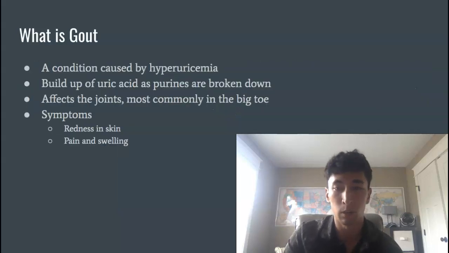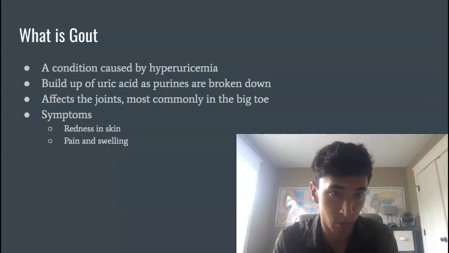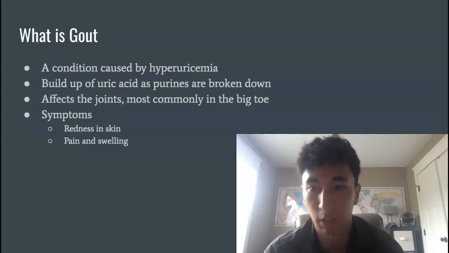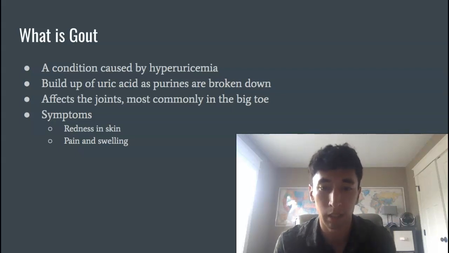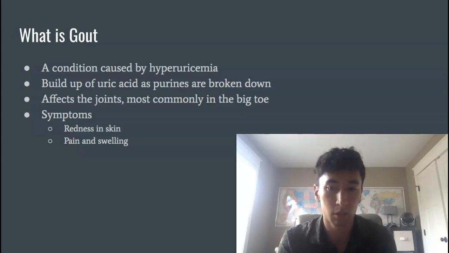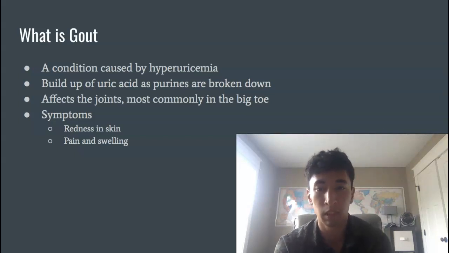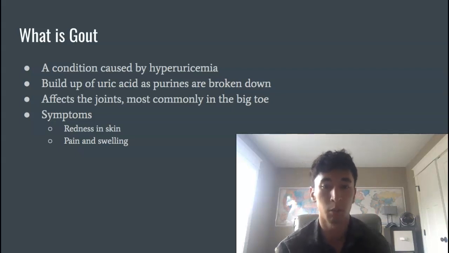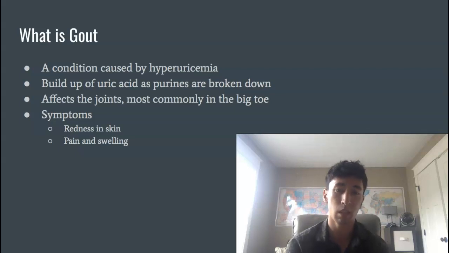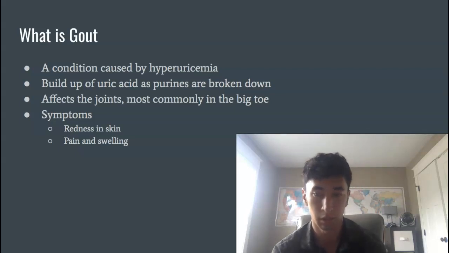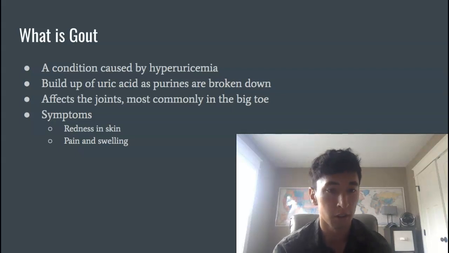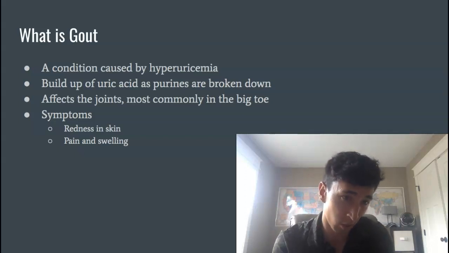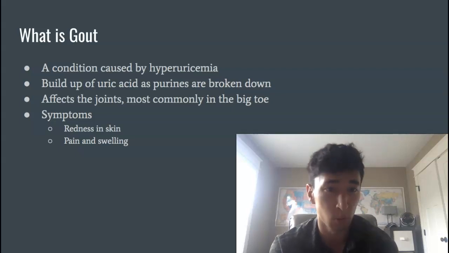All right, next, what is gout itself? Gout obviously is a condition caused by hyperuricemia. As uric acid builds up in the body, uric acid crystals, monosodium urate, accumulate as purines are broken down in the body. Typical areas of accumulation are joints, as we can see in the patient. His big right toe is an area where he has experienced gout. Some of the symptoms are redness in the skin, pain, and swelling as well.